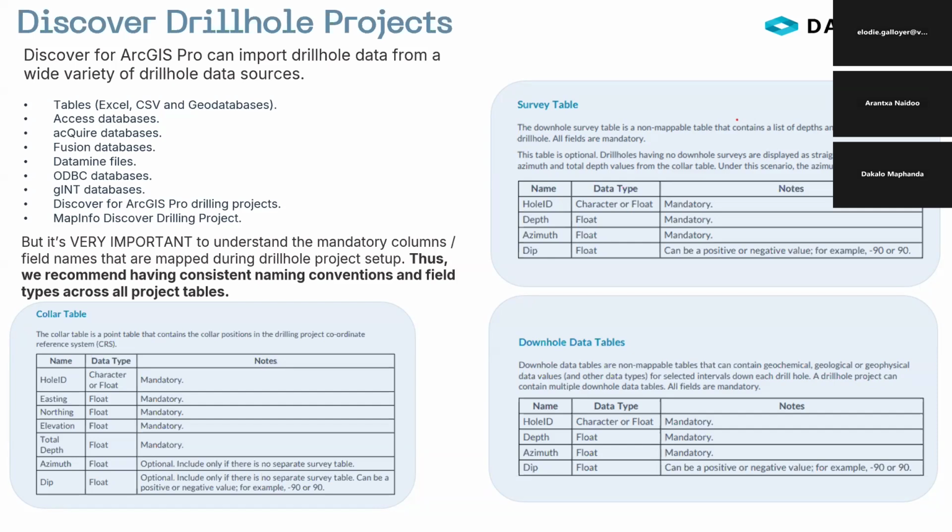For your collar table, some of the mandatory fields are your hole ID, your easting and northing, so your GPS coordinates, your elevation, and total depth. Your azimuth and dip are optional in your collar table if you have a survey table. If you don't have a survey table, you will need to have the azimuth and dip in the collar table. For your survey table, again, it's going to be hole ID, depth, azimuth, and dip. Your downhole tables need hole ID, depth from and to.